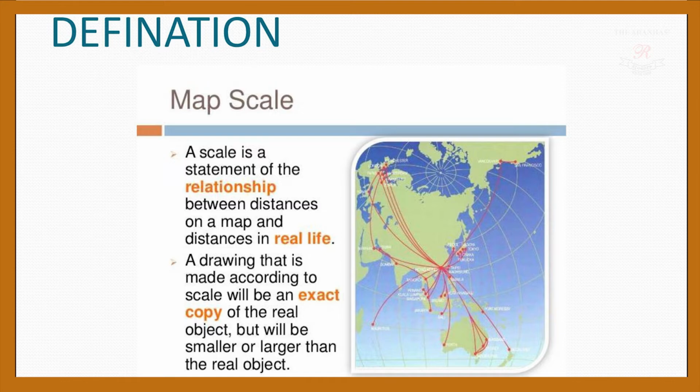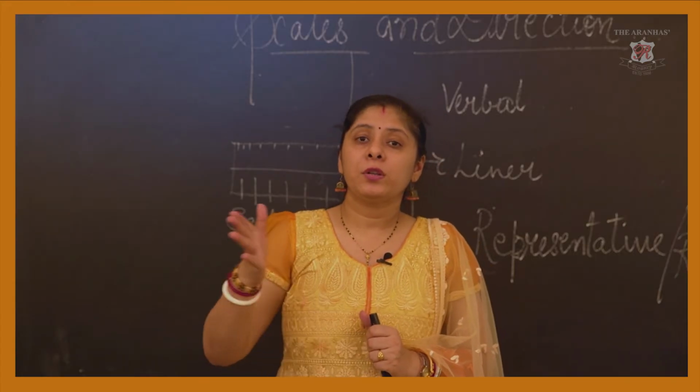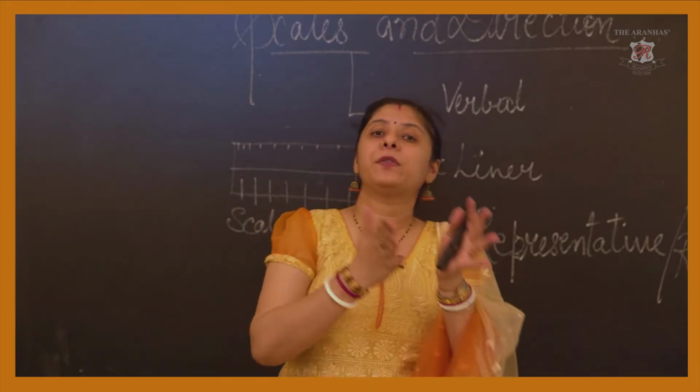And what are we talking about? On a map. In my first session, I discussed how maps work. So now we are going into detail about it. The second point is that a drawing made according to scale will be an exact copy of the real object. Now here, when I talk about the exact copy, I mean the particular thing shown the same on the piece of paper.